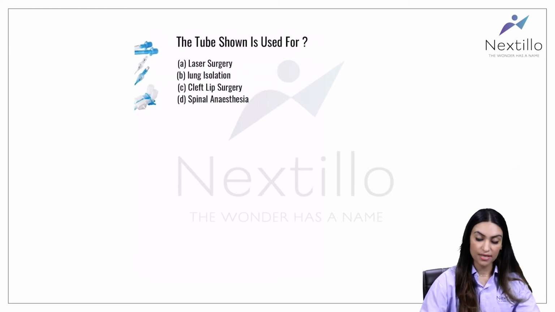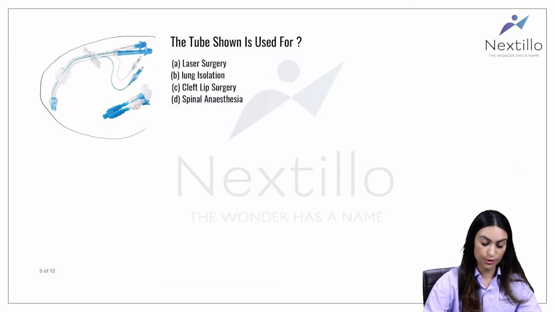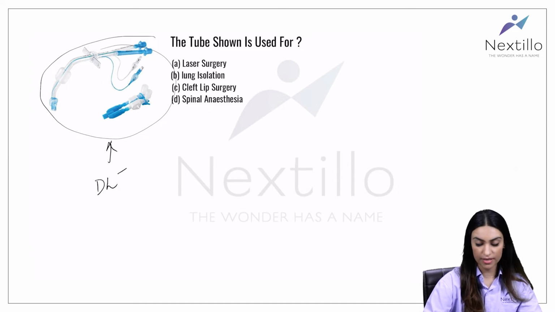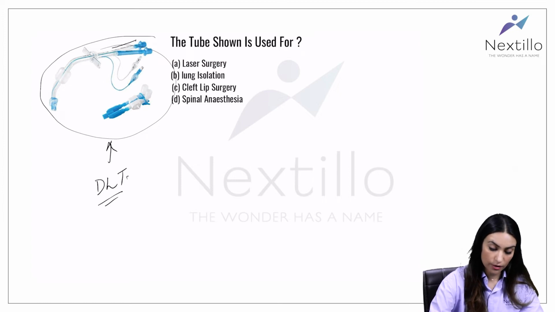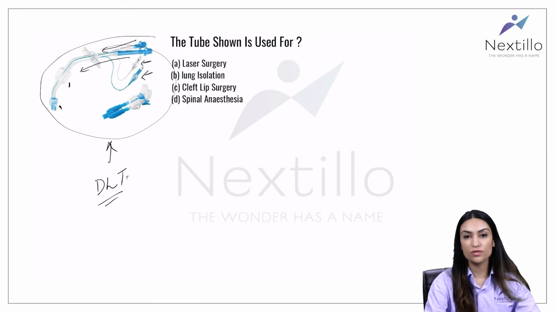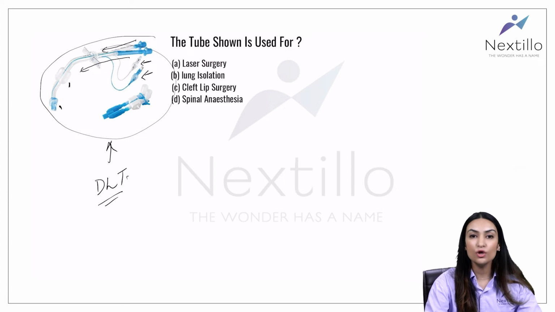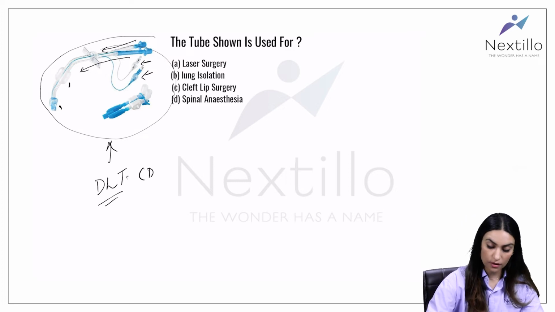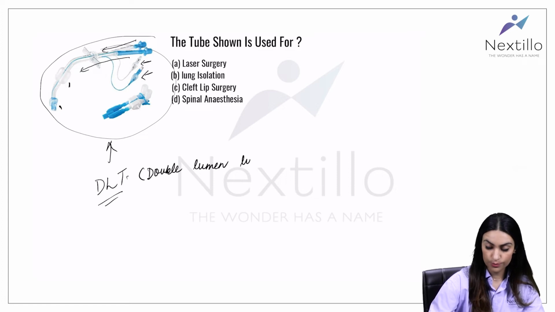What is this particular tube? Now, this tube is a DLT. We've got 2 lumens over here. You can see this is one lumen here, and then there is another lumen here. There are 2 balloons here, one is here, one is here. There are 2 pilot balloons here, one is here, one is here. So what is this? This is the double lumen tube.